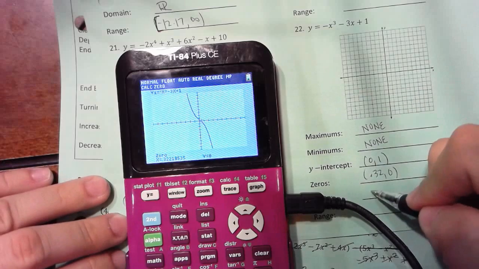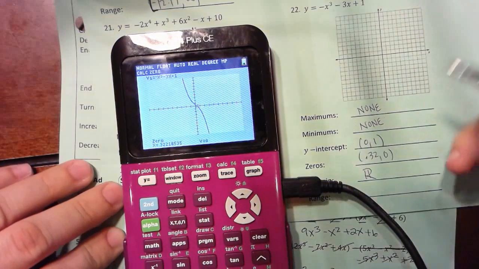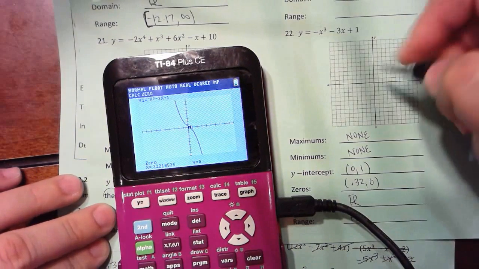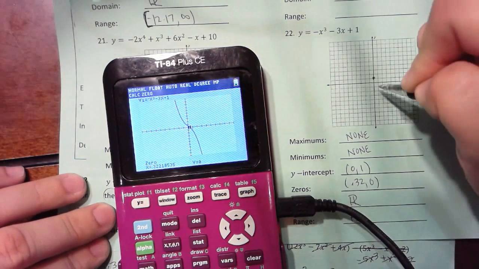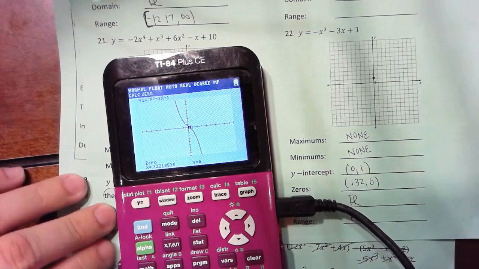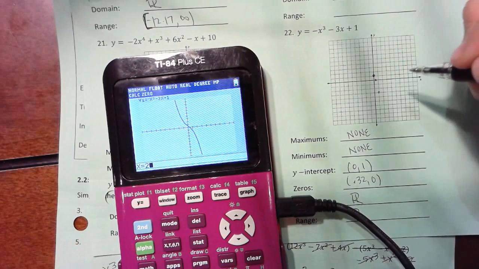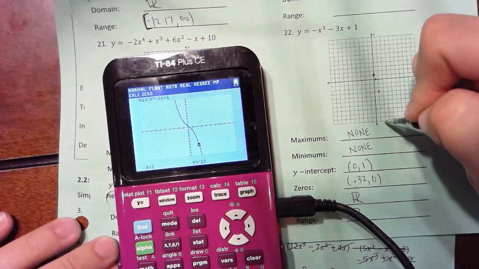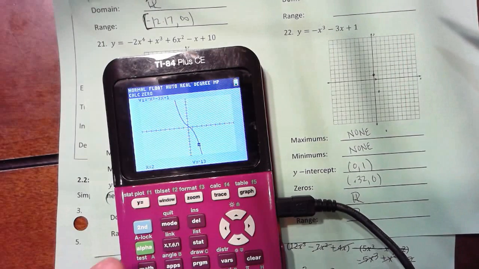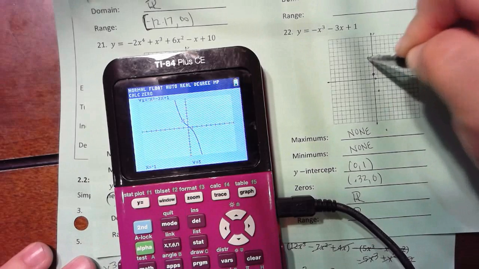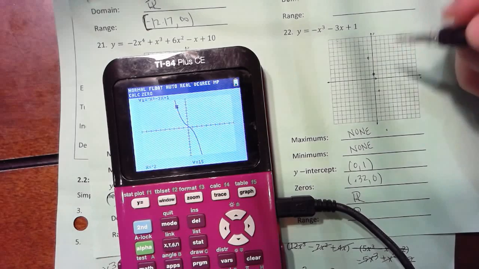Domain, left and right goes forever. Range, up and down, goes forever. The intercept is at 0, 1. What's happening at 1? It's at negative 3. What's happening at 2? It's at negative 13, so it's off my grid. At negative 1, it's at 5, and I'm guessing at negative 2, it's way up there.